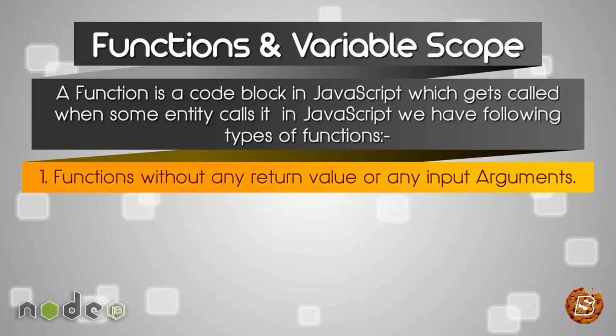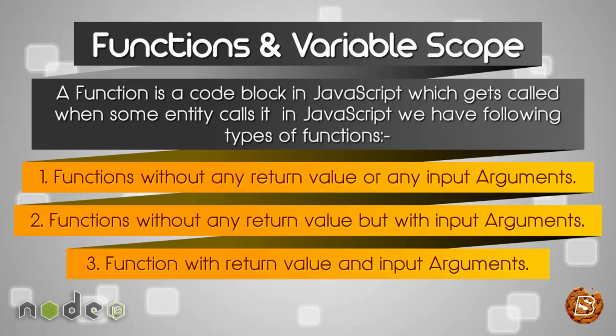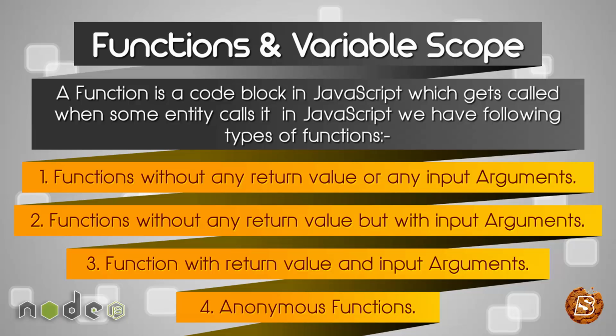Functions without any return value or any input arguments. Functions without any return value but with input arguments. Functions with return value as well as input arguments. And then we have anonymous functions. Anonymous functions are functions without any names. We'll be taking a look at code examples now to better understand these types of functions in JavaScript.